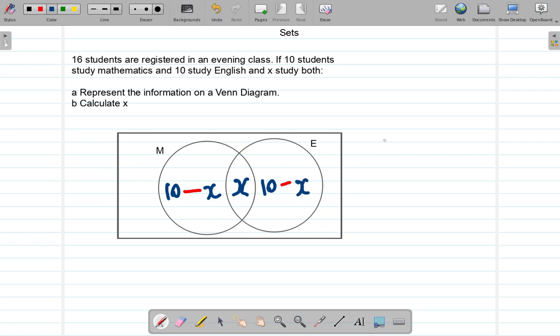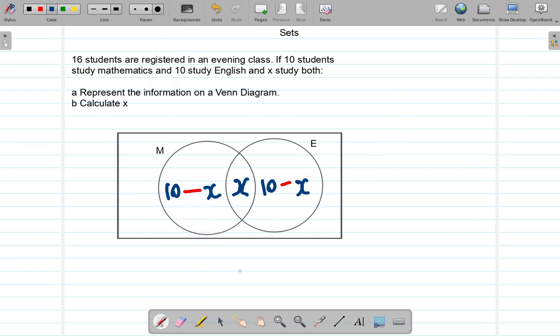Whatever X is, the fact is, for all of those doing maths, is 10 minus X plus X. This here, 10 minus X plus X, because you have both of these, the 10 minus X and the X, are within the math circle. 10 minus X plus X is just 10. Negative X plus X is 0. This is gone. So it's just 10. Whatever X is, this is always just 10. And the same thing applies to the English. Alright? So that would be your Venn diagram.